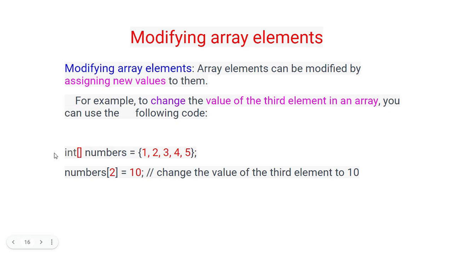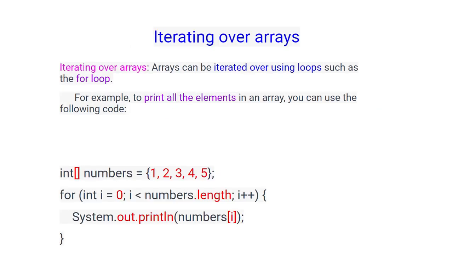For example, int numbers 1 2 3 4 5, I want to change the value at an index, meaning 0 index, 1 index, 2 index. I want to replace 3 with 10. Change the value of the third element to 10. That is possible, and that is called modification. But this is the basic modification. We have to learn more about how we do modification in real time.